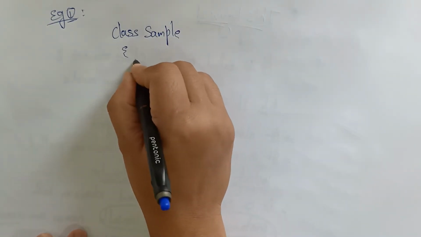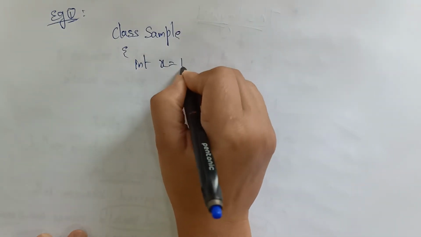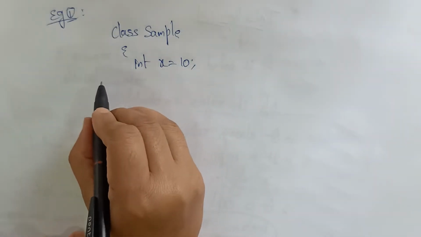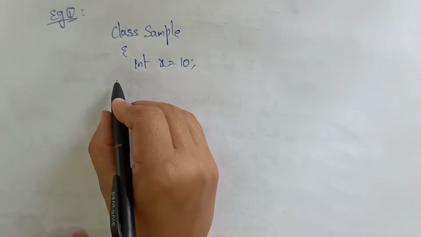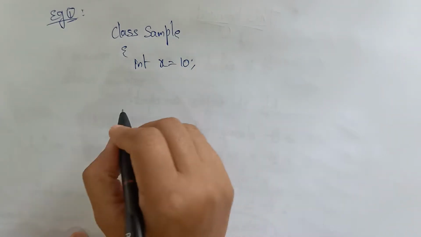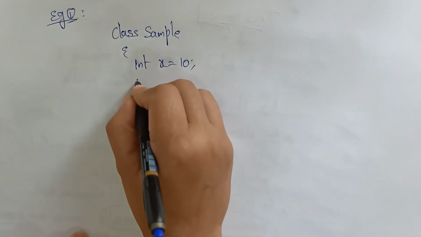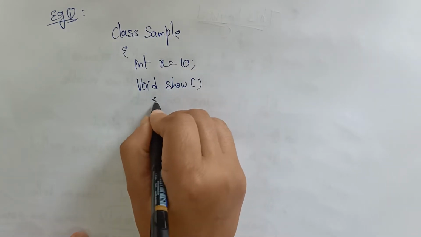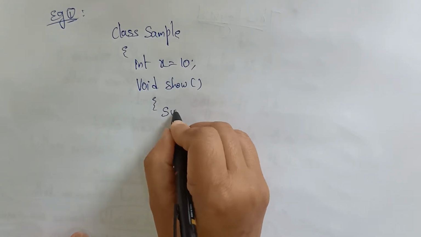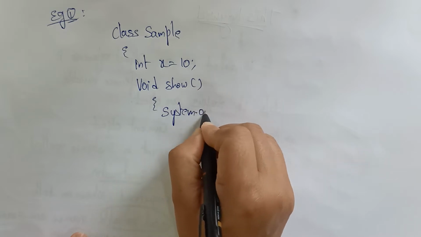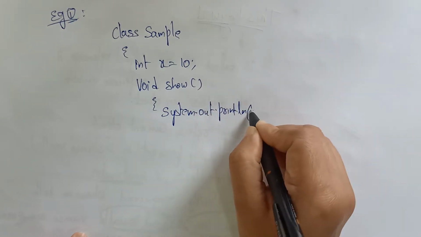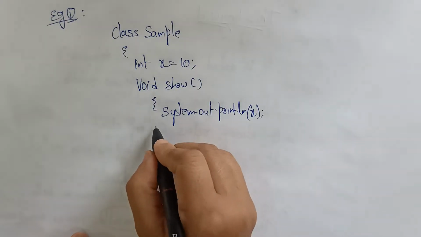I'm declaring an instance variable: int x = 10 is an instance variable. I didn't mention static here. If you mention static, then it is static, a class variable. So int x = 10. Then void show is a method, with System.out.println, and I'm just printing this instance variable.